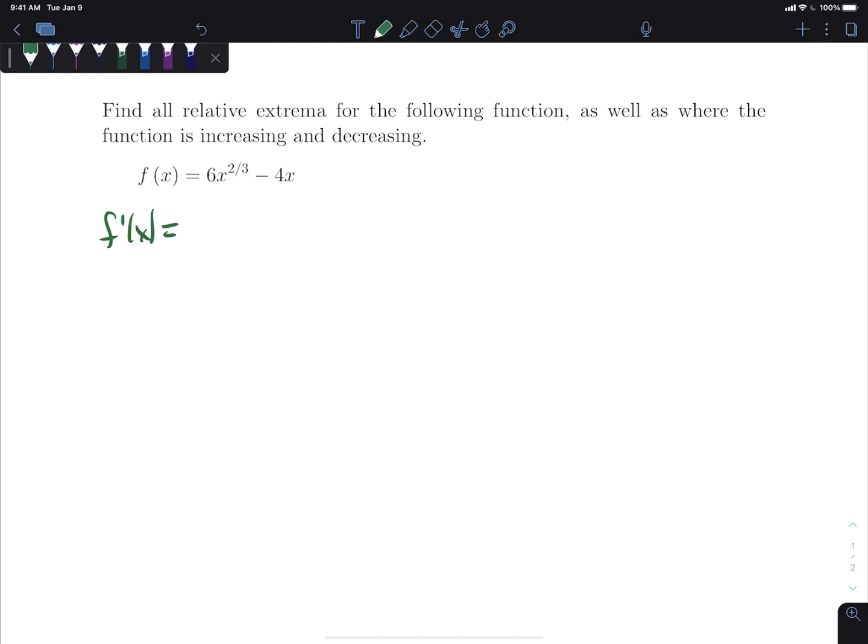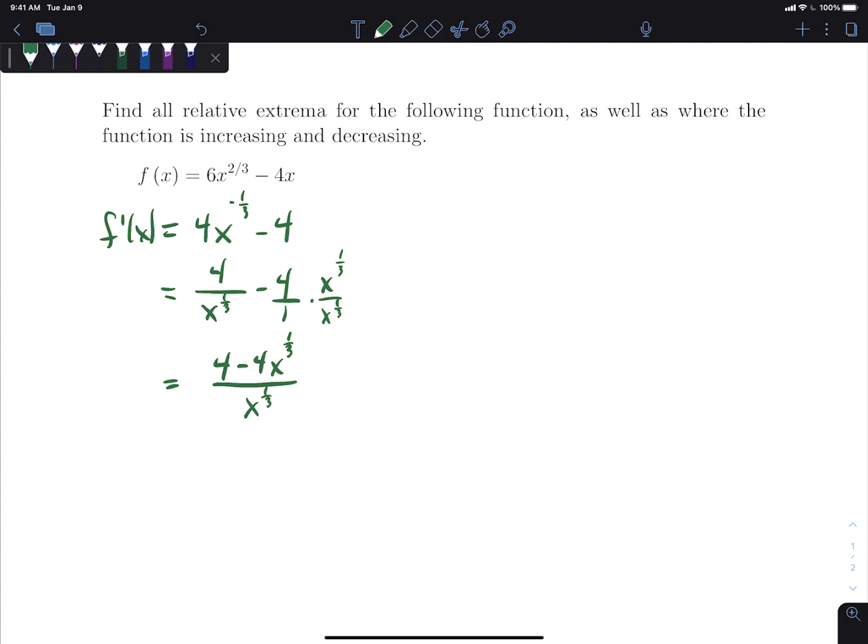So the derivative here: bring the 2/3 down in front, times 6, will give you 4, and then x to the 2/3 minus 1 is negative 1/3. And then minus 4x becomes just minus 4. Good. Now notice that this is actually the same thing as 4 divided by x to the 1/3 power minus 4. And technically 4 over 1, so I'm going to multiply this by x to the 1/3 power in both numerator and denominator, making that 4 minus 4x to the 1/3 power all over x to the 1/3 power. So this would be the derivative.